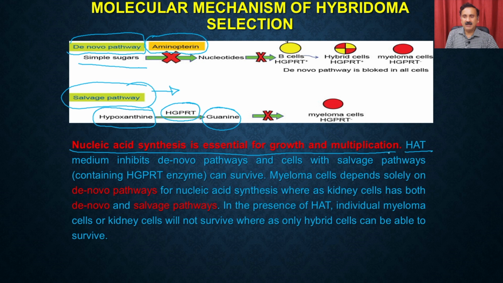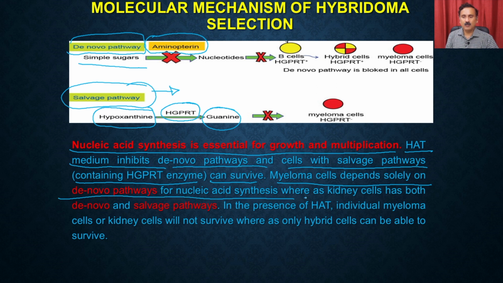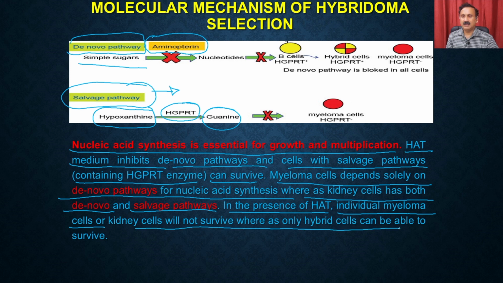the HAT media contains the inhibitors for the de novo pathway, and the cells with the salvage pathway can survive. So the cell which has the HGPRT enzyme can survive. The myeloma cells depend only on the de novo pathway for nucleic acid synthesis, whereas the B cells have both the de novo as well as the salvage pathway. In the presence of HAT, the individual myeloma cells or the B cells will no longer survive, as only the hybrid cell is able to survive.